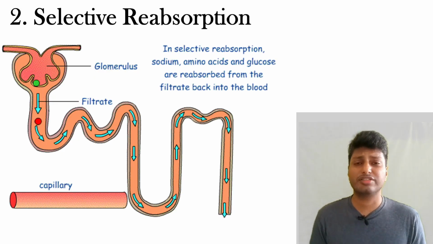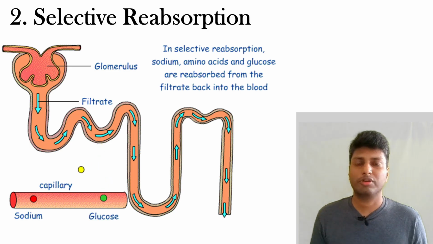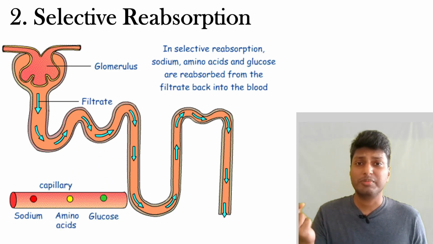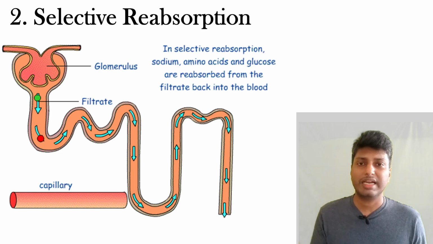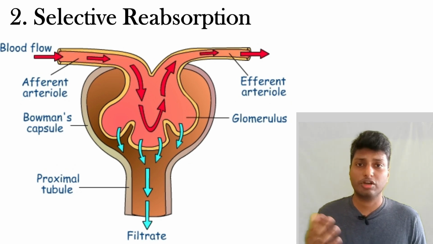So there we go, guys. We are done with the first step of urine formation, which was ultrafiltration, also known as glomerular filtration. Now, once the blood is filtered inside the cup-shaped structure called Bowman's capsule, what is that filtrate called? This filtrate will now be called glomerular filtrate.